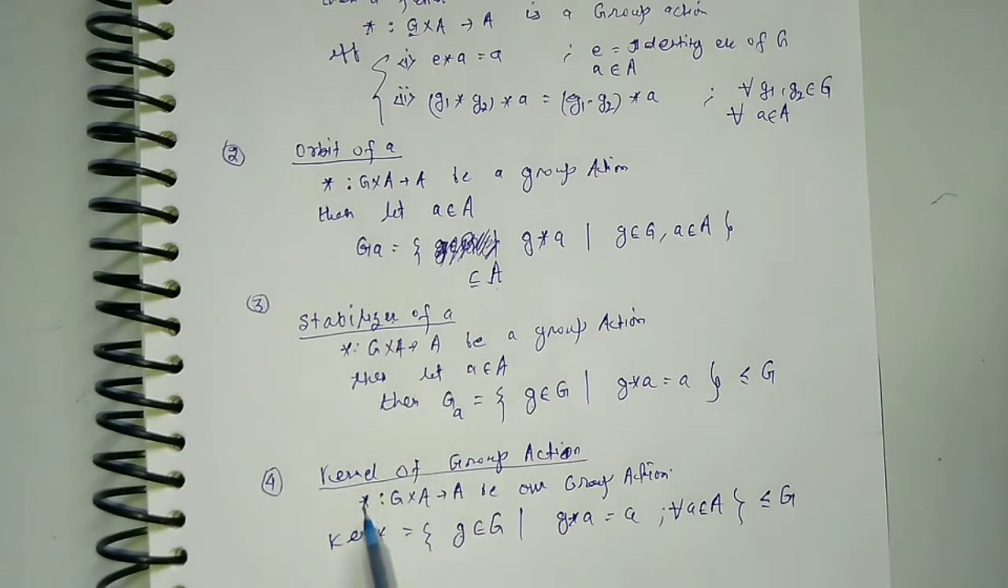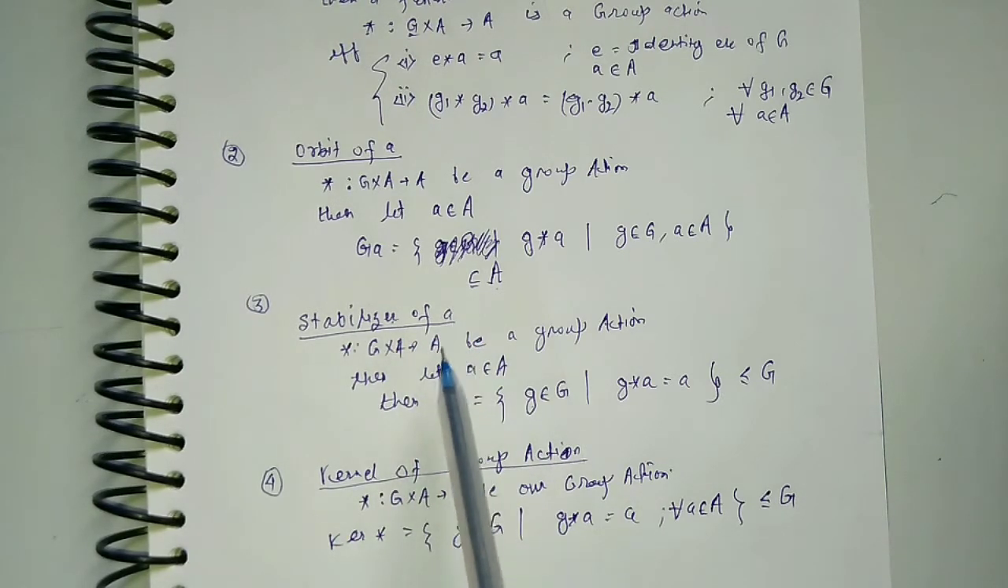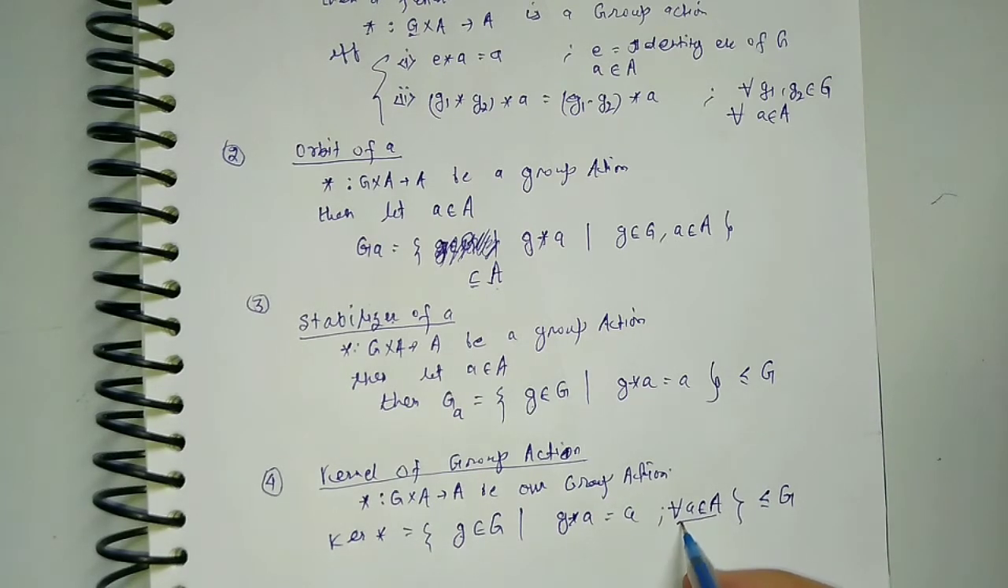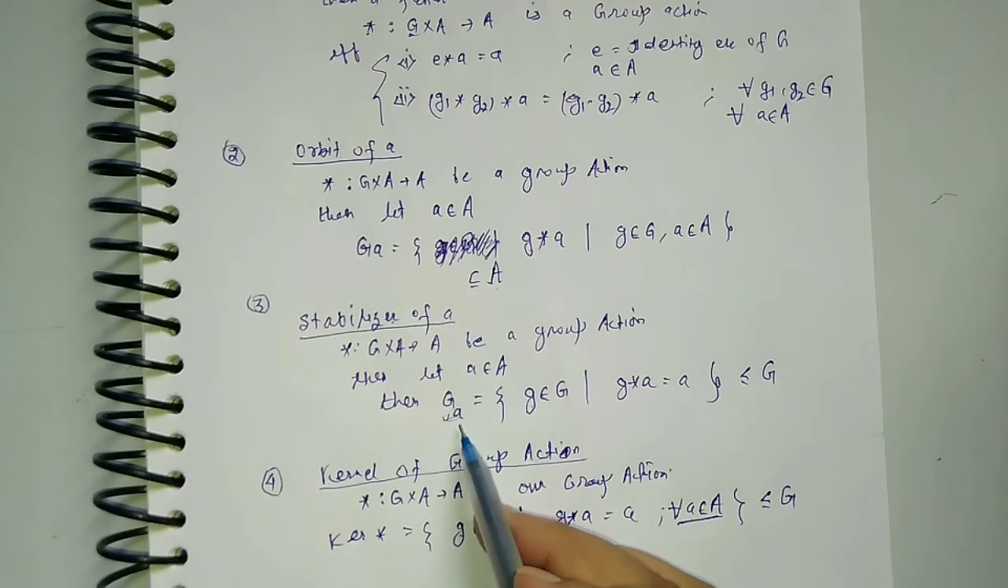These two definitions, that is kernel of group action and stabilizer of any element a, are similar because here it is defined for all elements of capital A, but stabilizer of a is for any particular element of capital A.